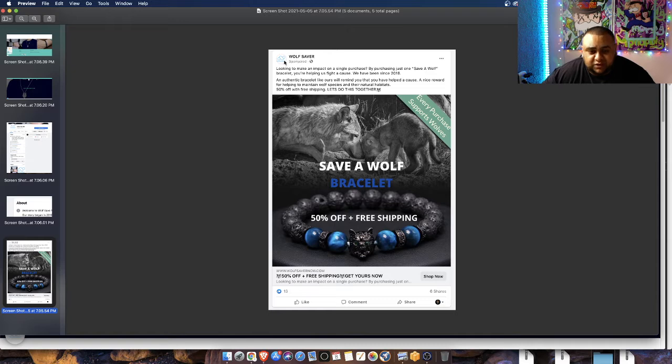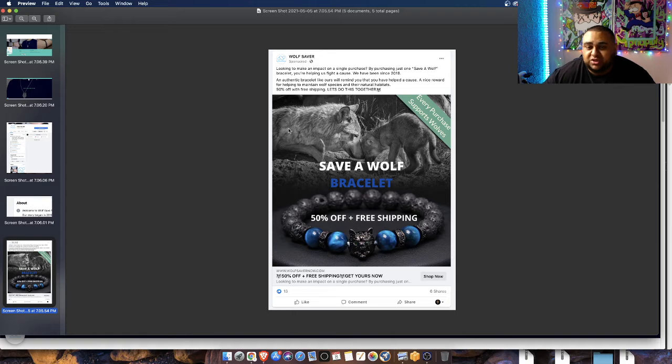It says, Wolf Saver, looking to make an impact on a single purchase? By purchasing just one Save a Wolf bracelet, you're helping us fight a cause. We've been since... All right, see, that's wrong grammar. We've been since 2018. It just doesn't add up well, right? You need to find a good copywriter to kind of configure the ad a little bit better. An authentic bracelet like ours will remind you that you have helped a cause. Nice reward for helping maintain wolf species and their natural habitats. 50% off with free shipping.